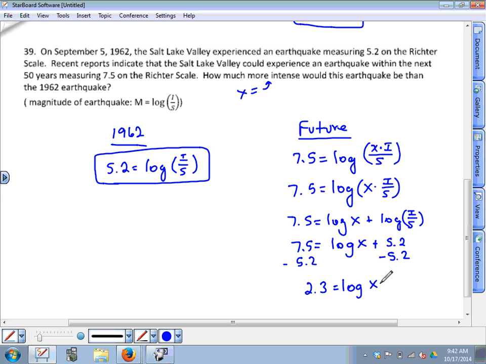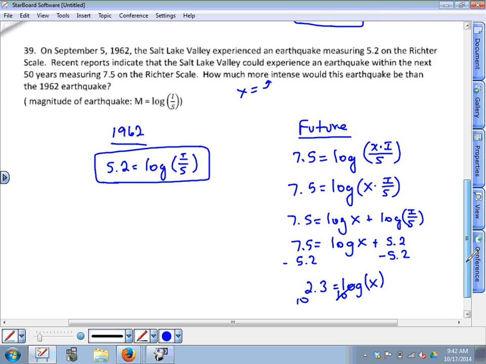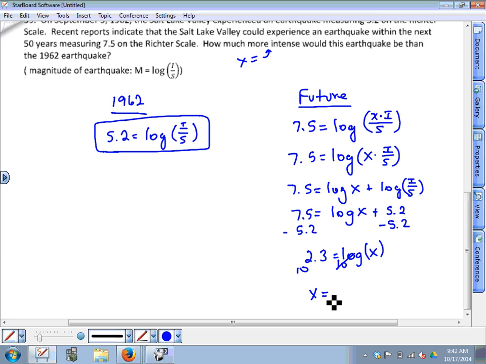Now we're solving for X, and remember X is how much more intense this earthquake would be. X is inside of a logarithm. We can't solve for X until we get rid of the logarithm, so since it's a common logarithm, use a base 10 on both sides. So X equals 10 to the 2.3. Now 10 squared is 100, so that would be 100 times more intense. 2.3 is a little bit larger, so this is more than 100 times the intensity.